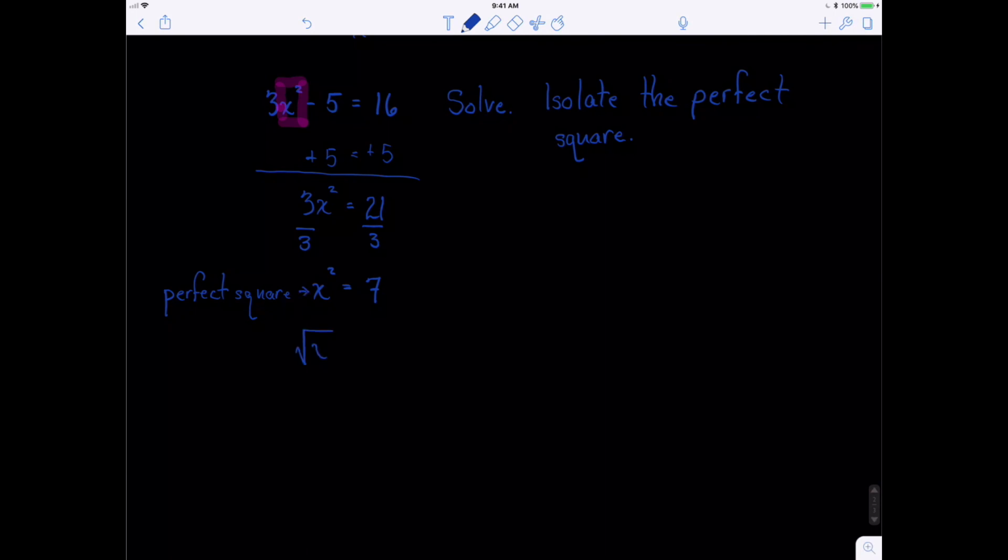So I'll take the square root of both sides. And don't forget, we need to remember we put our plus or minus square root of 7. So we have x equals plus or minus the square root of 7. And that is as simple as you can go.